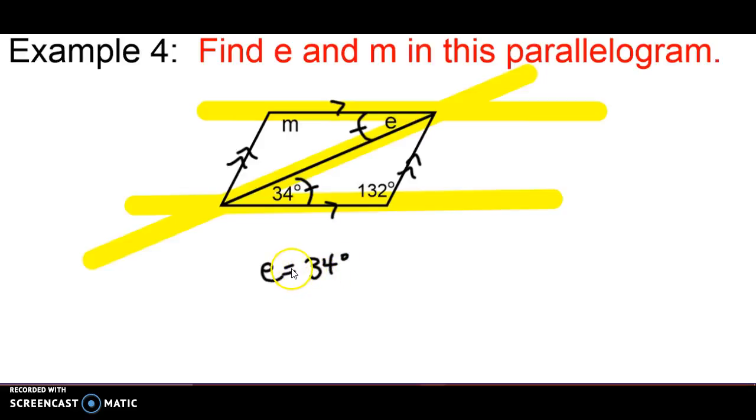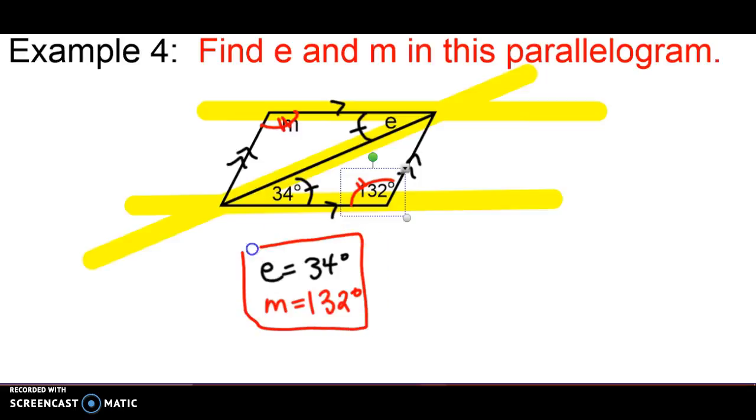We can do something very similar, or we can just say we know opposite angles of a parallelogram are congruent because we did learn this. So if that's the case, we know that M must equal 132 degrees. And we have found E and M.